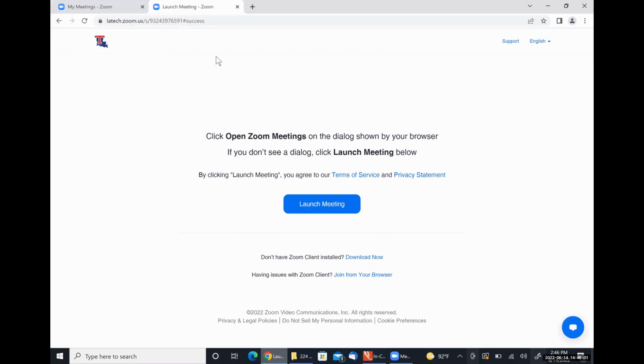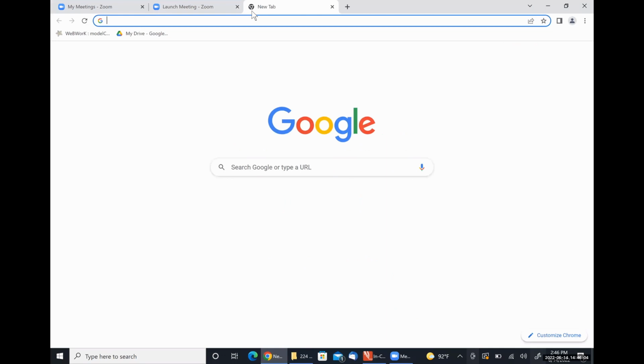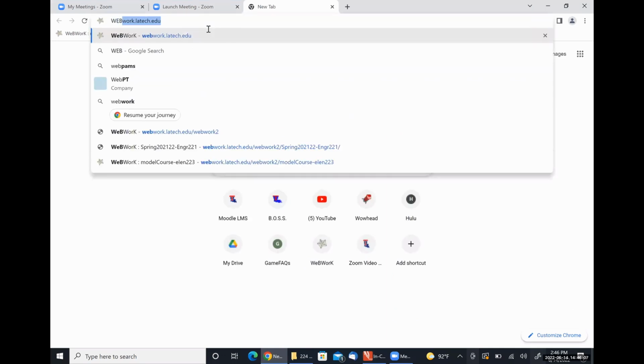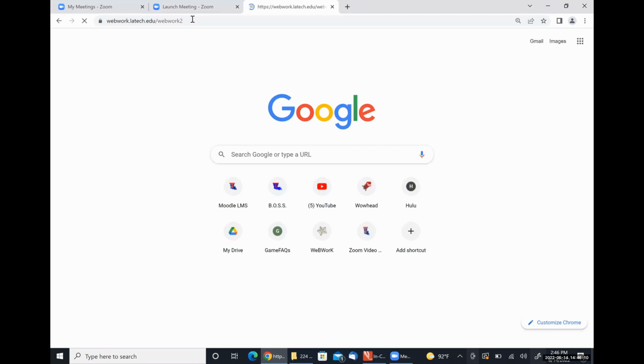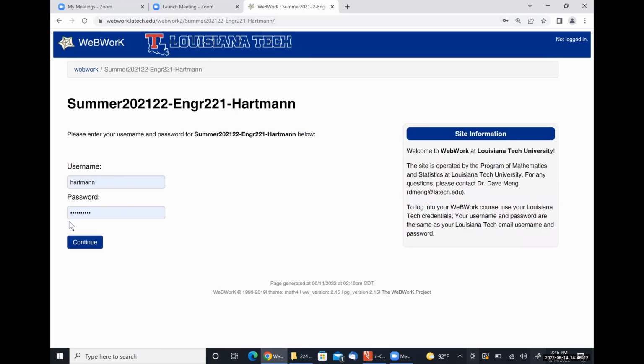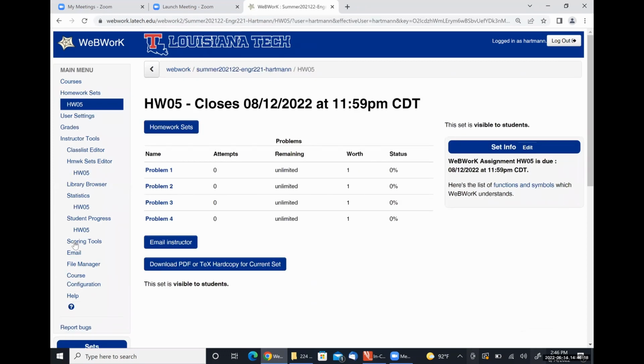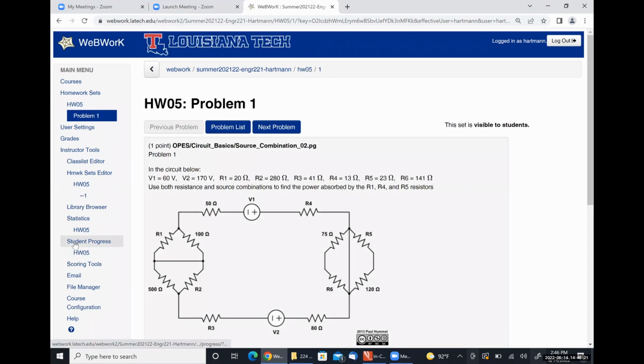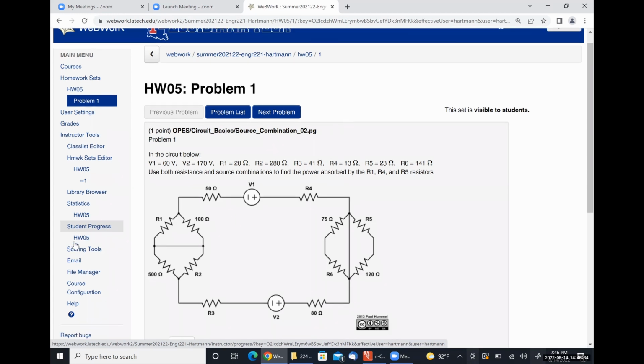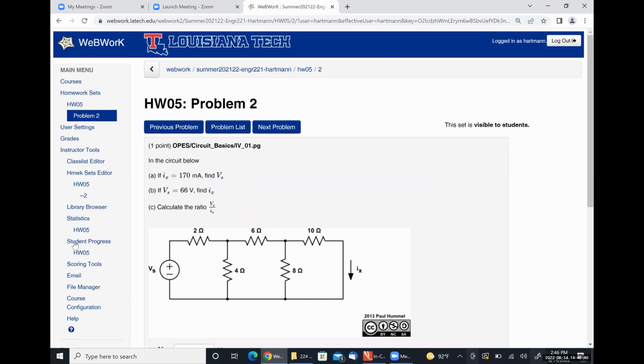All right, now I'm going to pull up the web work. Looking at set number 5, let's look at problem 1. All right, so problem 1 doesn't have anything to do with superposition or linearity. You're asked to use source and resistance combinations in order to determine things. So this problem is really just review of things. Then we have problem 2.